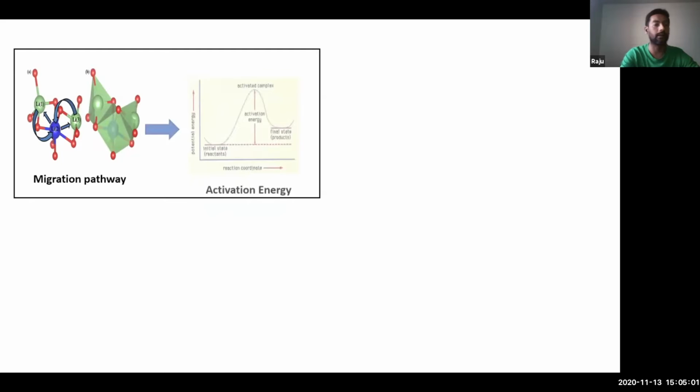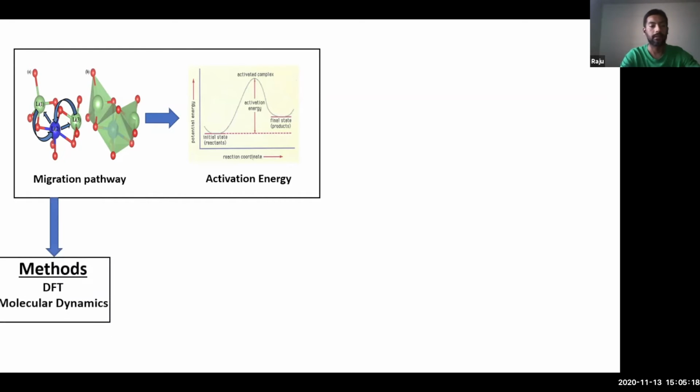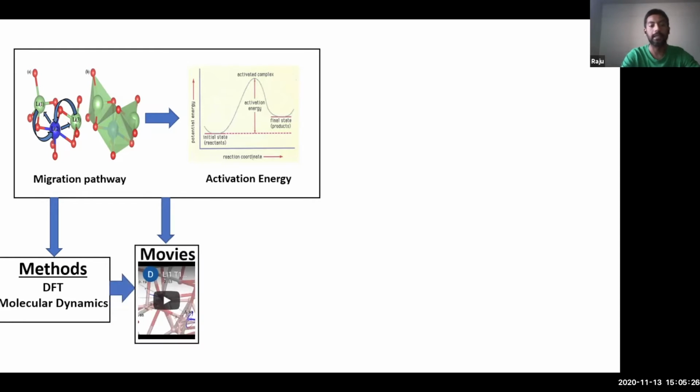This is the method I followed for this paper. We observed the migration pathway and calculated the ionic activation energy, and from there the ionic conductivity. To find the migration pathway, we used DFT molecular dynamics. Then we created a movie to observe the pathway, how it diffuses. Does it hop, or does it make a jump from one side to a distant side?